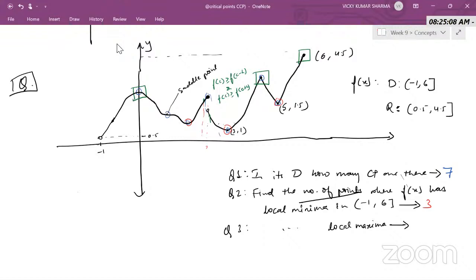When I take F of C plus H, what is C plus H? Now this is my C. C plus H is this value. But what is my F of C? This is my F of C. Is my F of C greater than or equal to F of C plus H? Yes. Any doubt over here? Here F of C is greater than F of C minus H and F of C plus H.